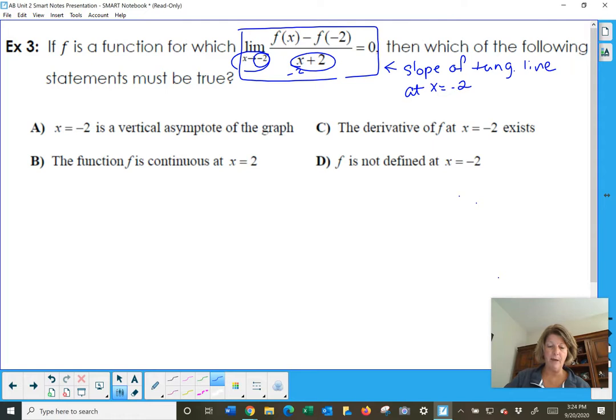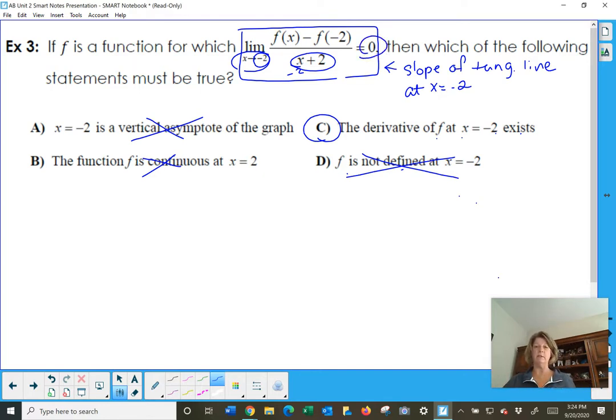So now, how does that map out to what they were asking? x equals negative 2 is a vertical asymptote. No, it has nothing to do with a vertical asymptote for this particular setup. The function is continuous. No, I don't know continuity. Continuity, we need to know the limit and the value of the point and that they're equal to each other. Don't know that much information. The derivative of f of x at x equals negative 2 exists, or f is not defined at x equals negative 2. Not that. What we want is c, the derivative exists. Now the derivative equals 0, the slope is 0, but that's a number and it's just fine.